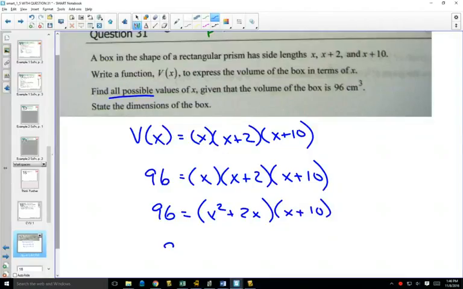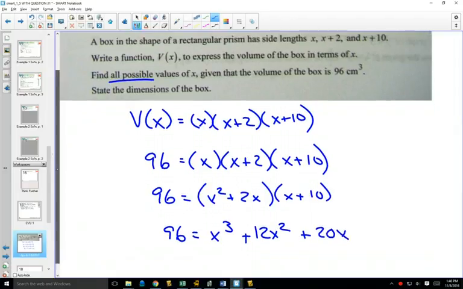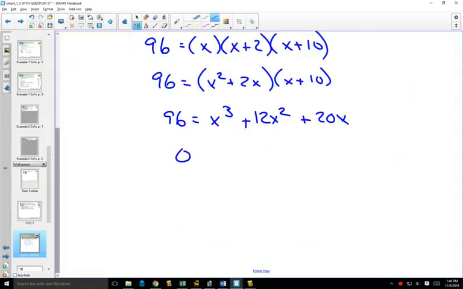And then I'm going to multiply the next ones. 2x squared plus 10x squared, 20x, am I missing one? x cubed and 20x. And then move the 96 over to make one side equal to 0.